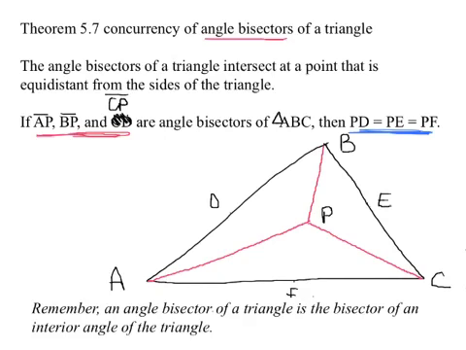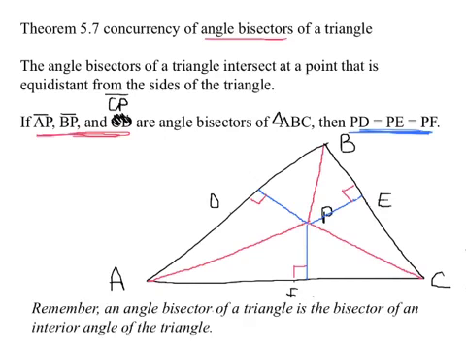So, if AP, BP, and CP are angle bisectors of triangle ABC, then PD is equal to PE, is equal to PF. Okay, let's look at that again.